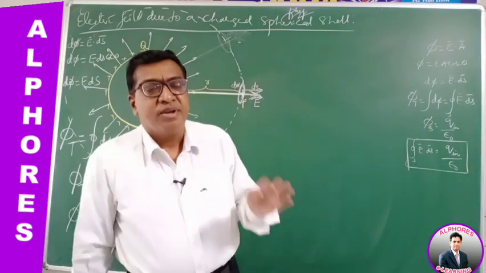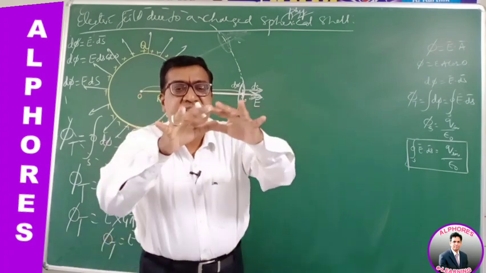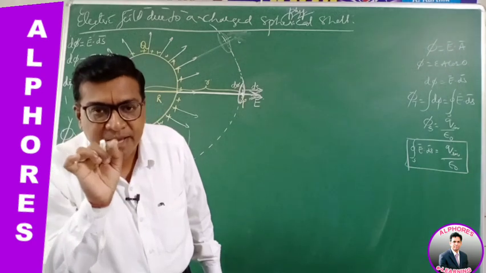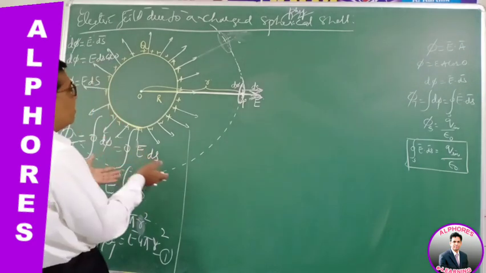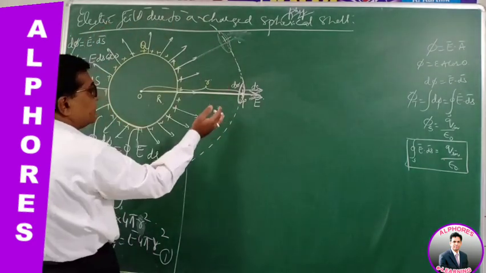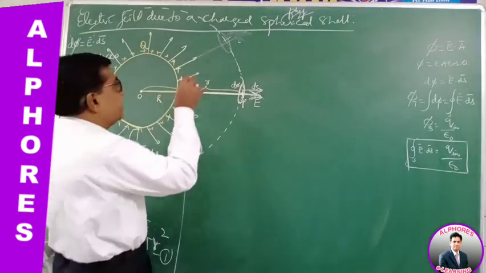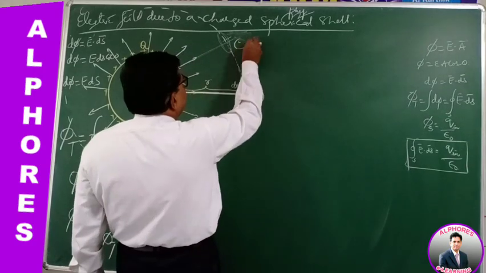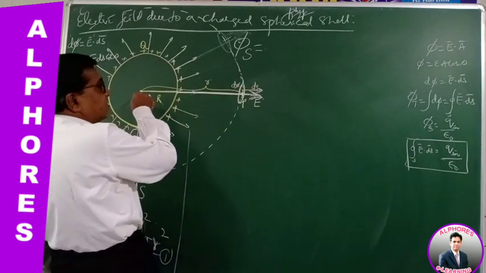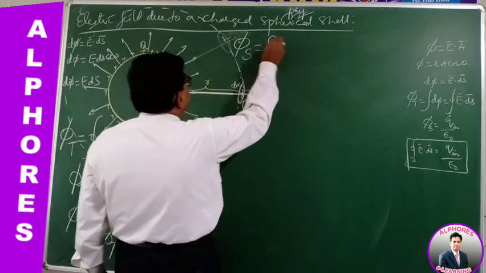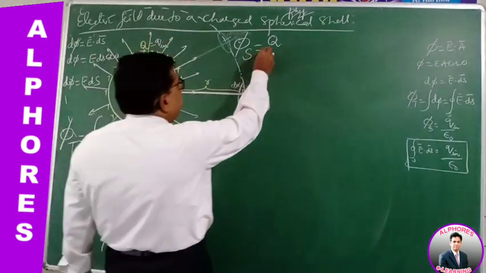Gauss law states that the total flux from an enclosed Gaussian surface is 1 by epsilon naught times the total charge enclosed inside the Gaussian surface. Our Gaussian surface is a sphere. The charge enclosed inside the Gaussian surface is Q. So according to Gauss law, the total flux from the Gaussian surface is capital Q by epsilon naught.